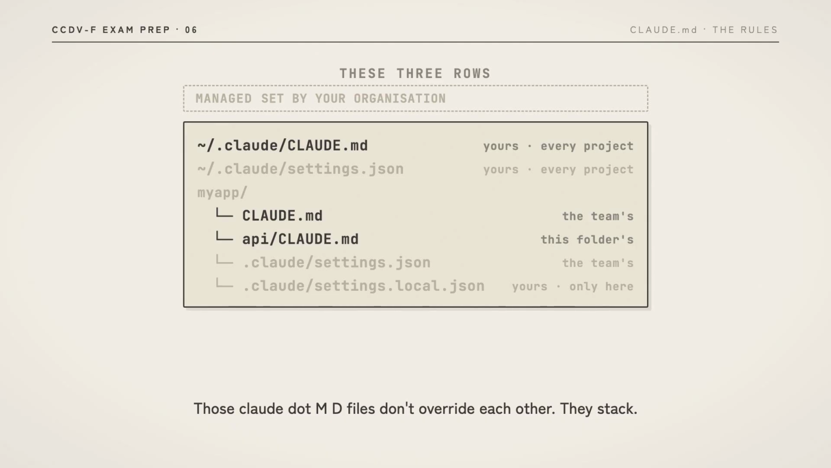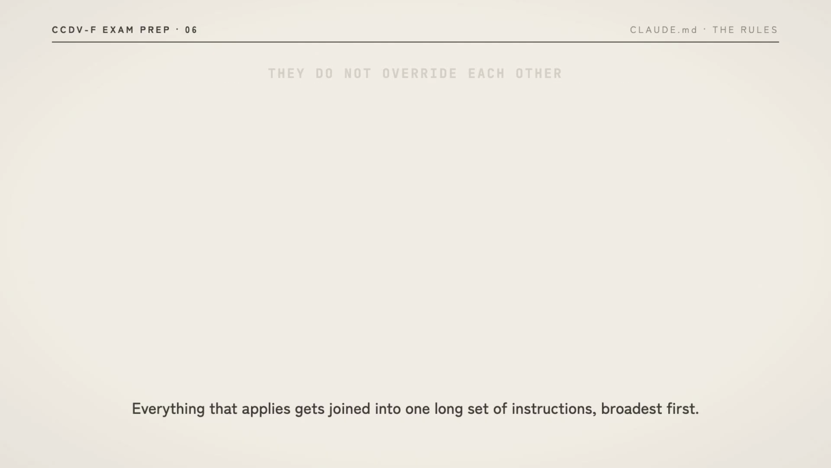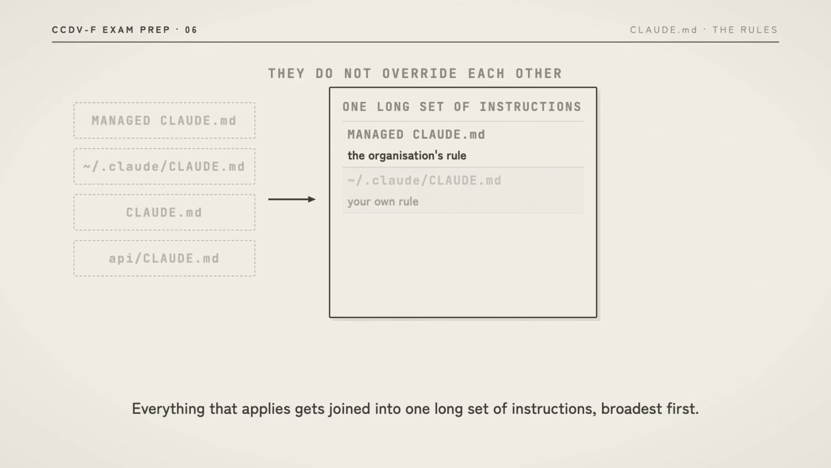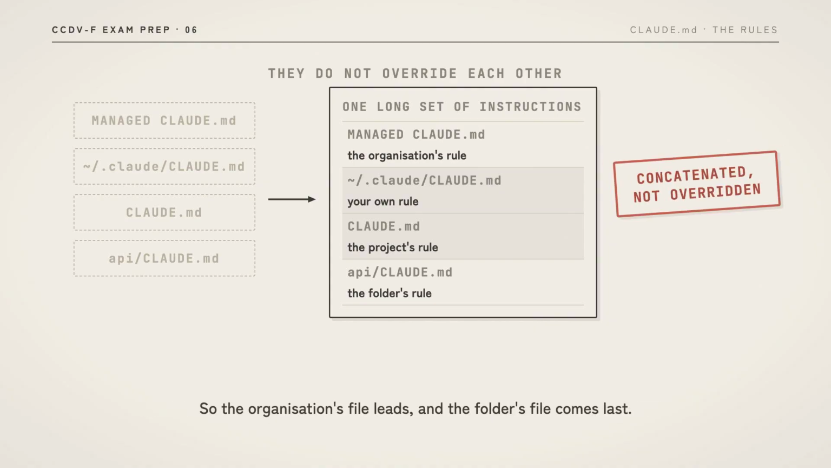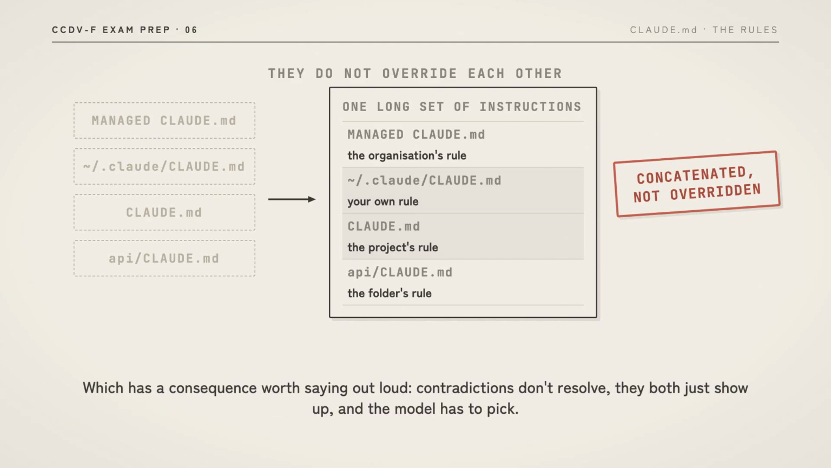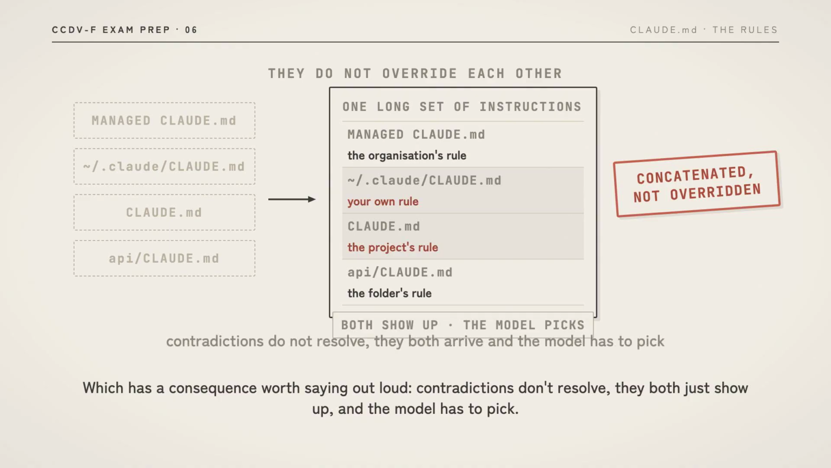Those Claude.md files don't override each other, they stack. Everything that applies gets joined into one long set of instructions, broadest first. So the organization's file leads and the folder's file comes last. So your personal rule does not replace the project's rule, it sits next to it, and both are live, which has a consequence worth saying out loud.